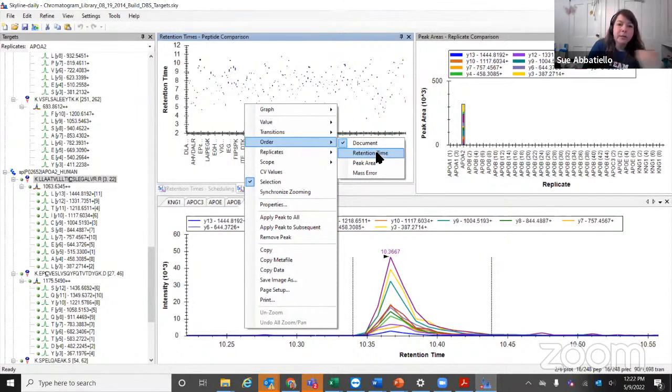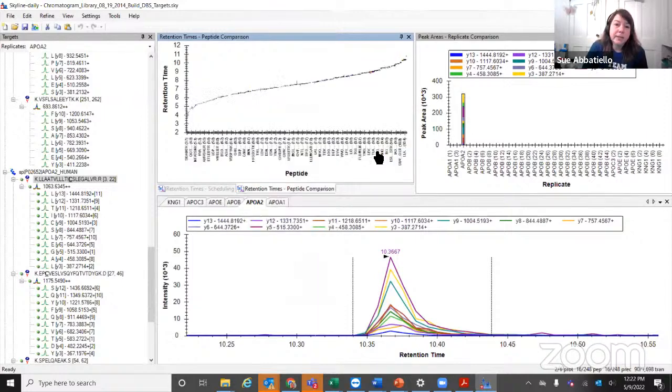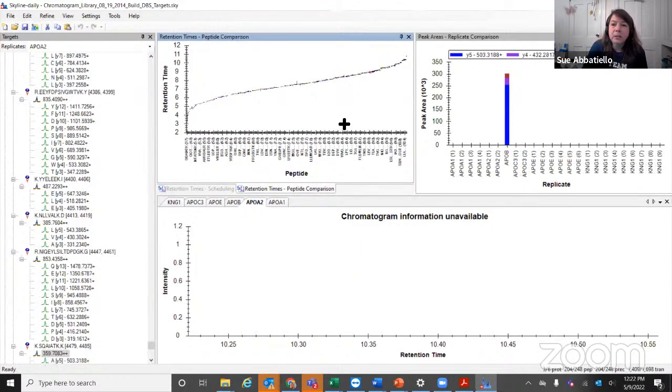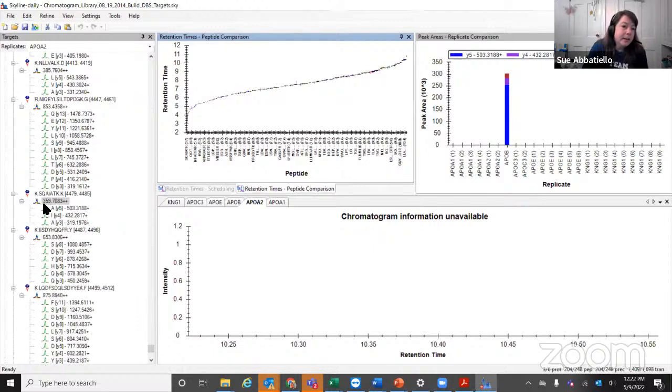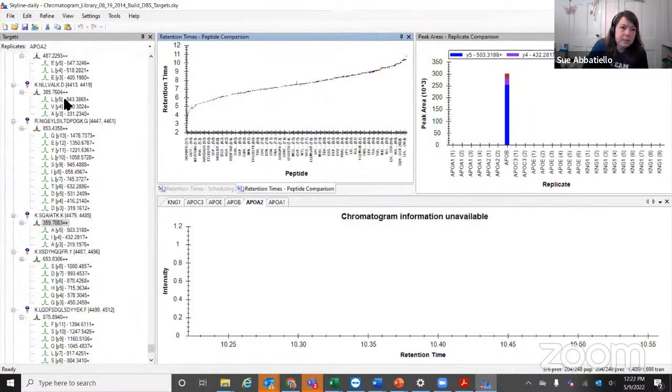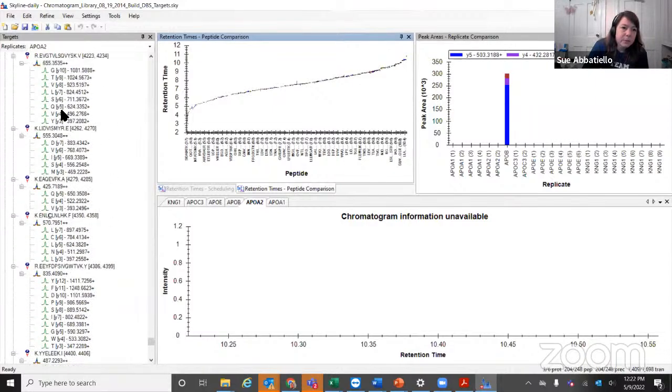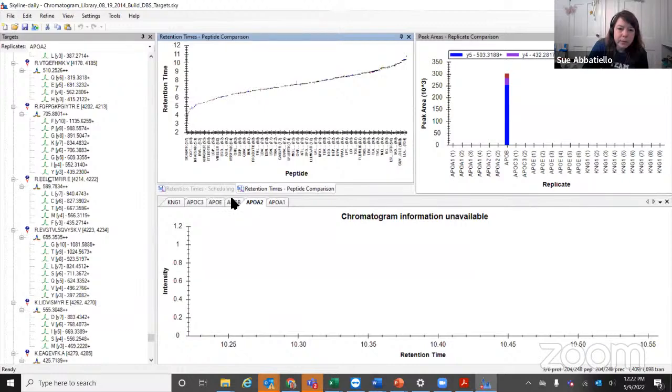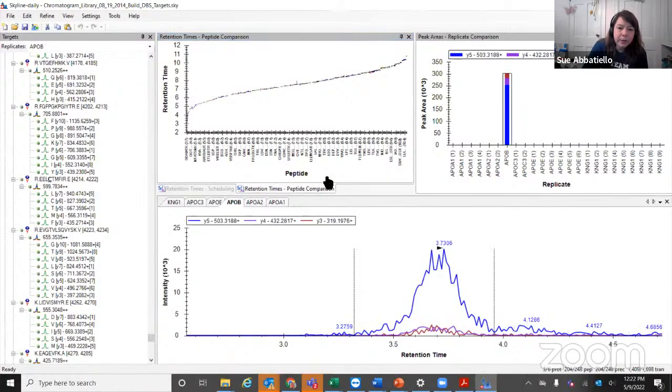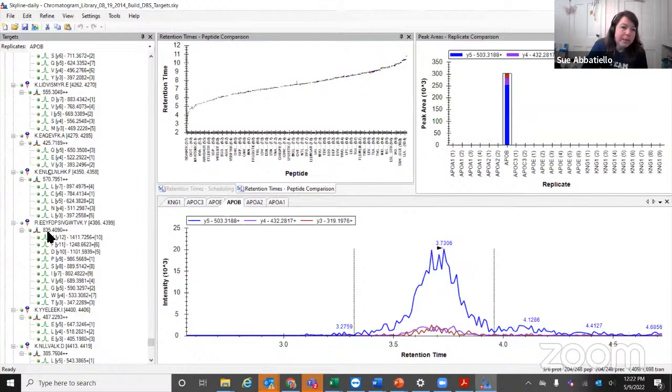Right now it's sorted based on that peptide's location in the document on the left-hand side. If I sort it based on retention time, now I see that my earliest eluting peptide is this first one, and I should be able to click on it. It'll highlight it on the left-hand side, and it's this peptide SQAIA. It's in a different protein. We can figure out which protein it's in by clicking. There we go, it's in the ApoB.